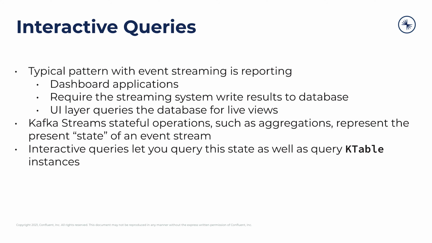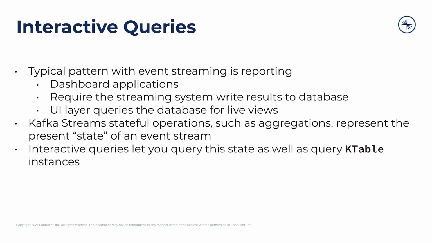Now, a typical pattern with event streaming is reporting. So let's say you have a dashboard application, and you have a streaming system which is computing some results, and it generally requires them to write these results to a database somewhere. Then the UI layer for this dashboard is going to be querying the database for live views in order to get a live continuous update when you're looking at this dashboard.